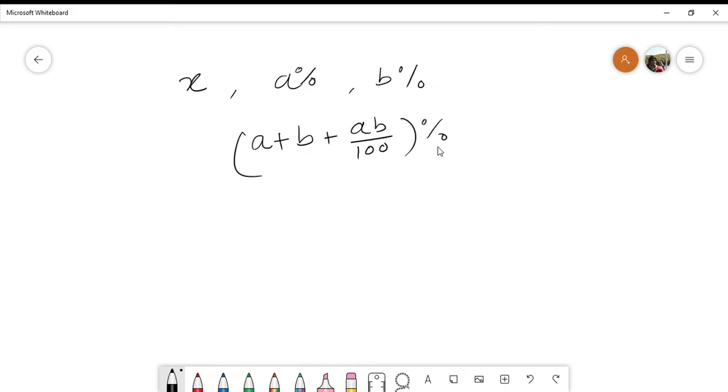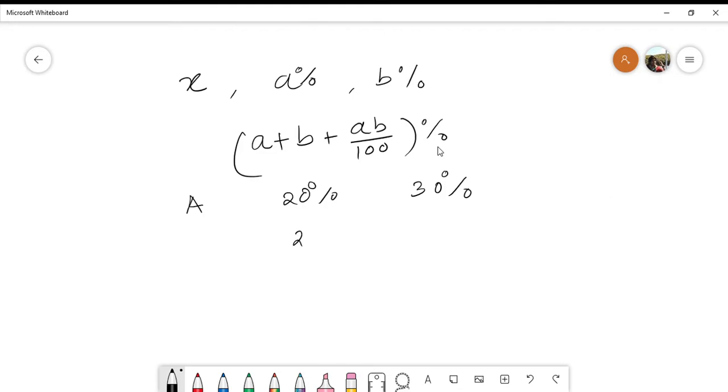So what it says, a and b are the actual percentage values. If a% and b% changes were applied to x successively, then eventually the overall effect will be a plus b plus a into b by 100 percent, right? So in the earlier question, when we said that a salary was first increased by 20% and then by 30%, what is the overall increment in the salary? And we had deduced that it is 56%, right?